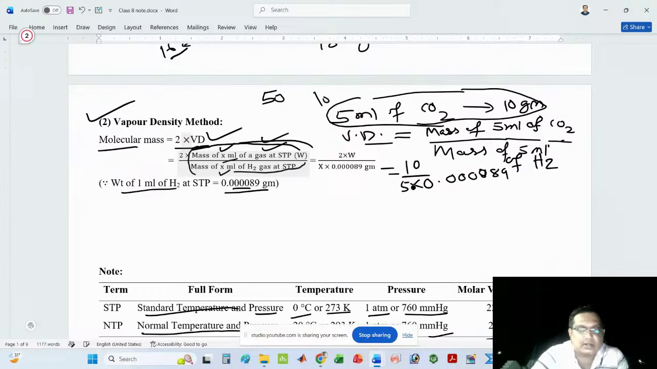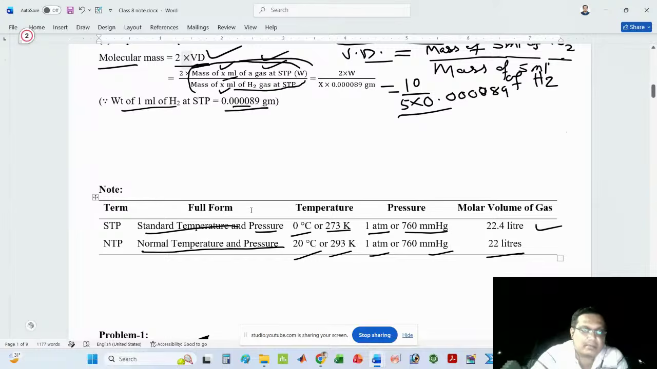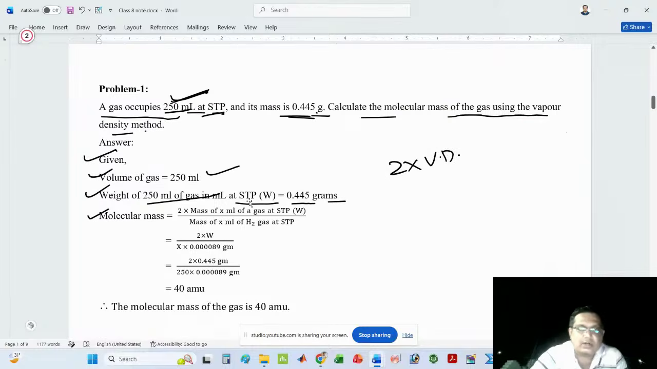Now look at that. Here I can write molecular mass is equal to 2 into mass of x ml of a gas at STP divided by mass of x ml of hydrogen gas at STP. After simplification, suppose we take the mass of x ml of gas as W. So write it like that: x into 0.0089 gram.